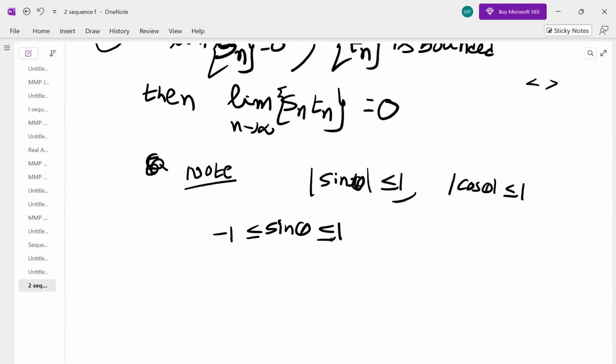Upper bound is 1. We are able to find k1, k2 such that sine theta is between them. So this is lower bound, this is upper bound. So it's bounded for all theta. Similarly for cos theta, the least value cos theta takes is -1, the greatest value it takes is +1. So these two are bounded functions always, whatever may be your theta. Sin theta, cos theta are bounded functions.